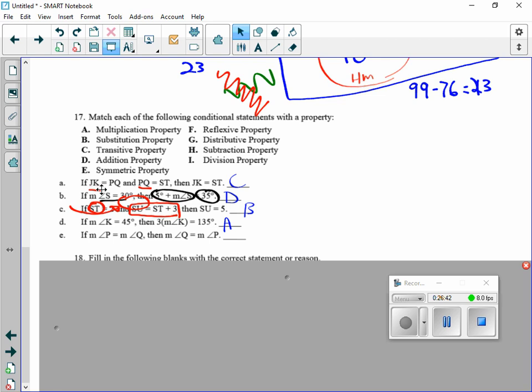That's the multiplication property. If the measure of P is equal to the measure of Q, then the measure of Q is equal to the measure of P. So the statements got flipped. And in the world of logic, we would call that the converse. But we're in the world of equality, so we're going to call that the symmetric property. Things can be flipped like that, and it doesn't change the equality.